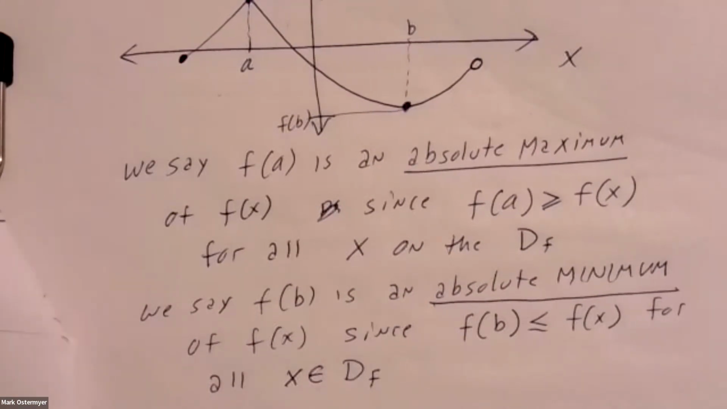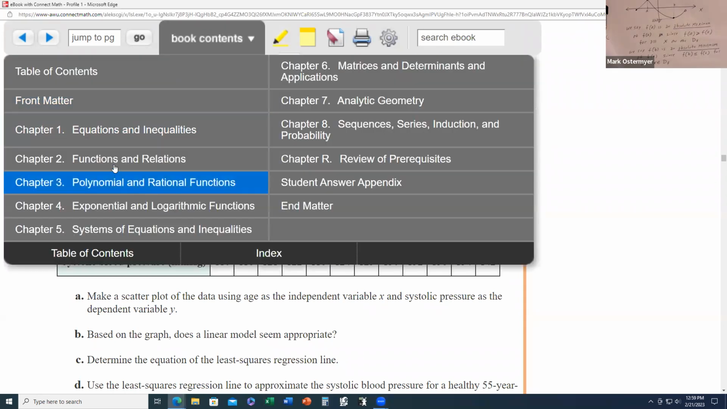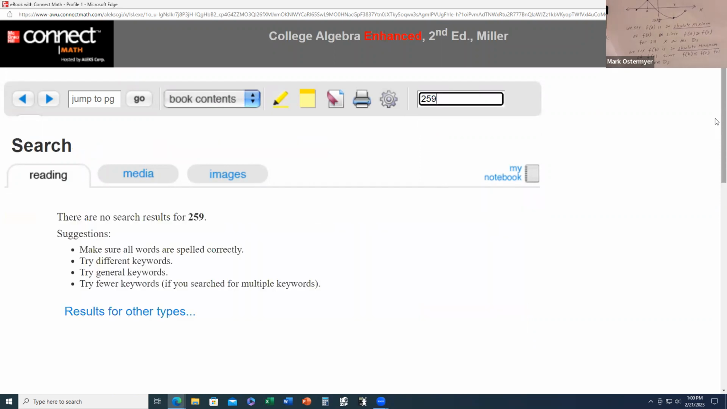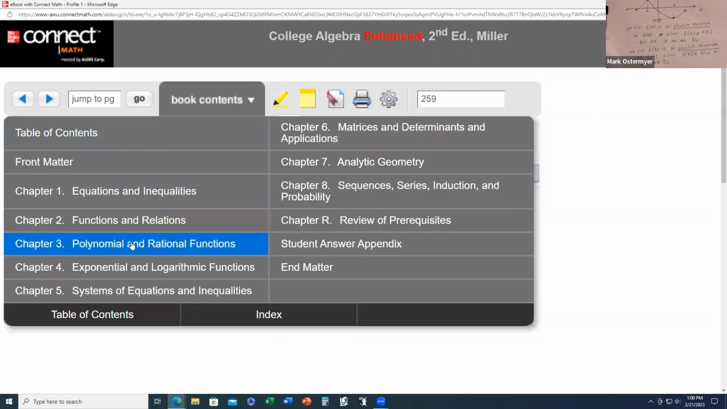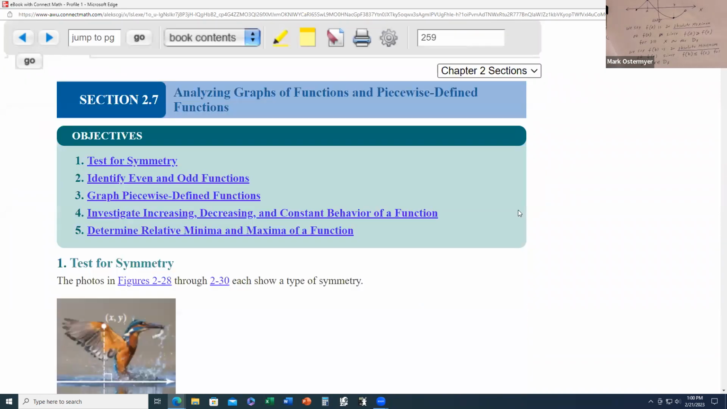All right, let's see what time it is now. 12:59. All right, we're going to go to our textbook here and try a problem out. Let's go to page 259. It doesn't like me doing that. So we'll just go to section 2.7 here. Okay, page 259.